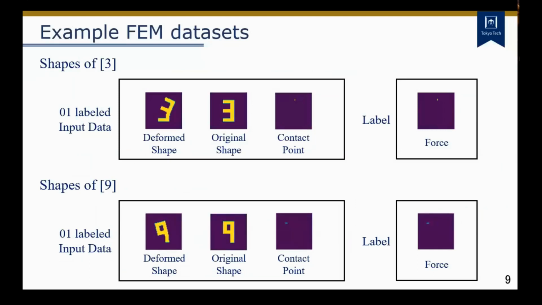This is an example of the FEM dataset. The input data consists of three elements: deformed shape, original shape, and contact point. All of these elements are labeled with 0 and 1. 0 means no material, and 1 means material. And in the label data, the values are attached to the pixels where the force exists.